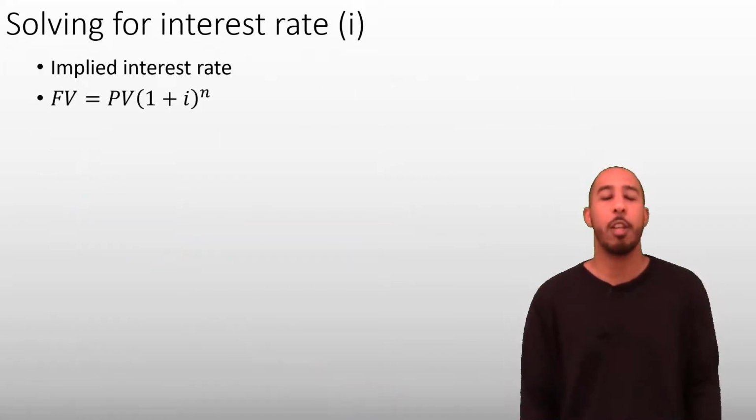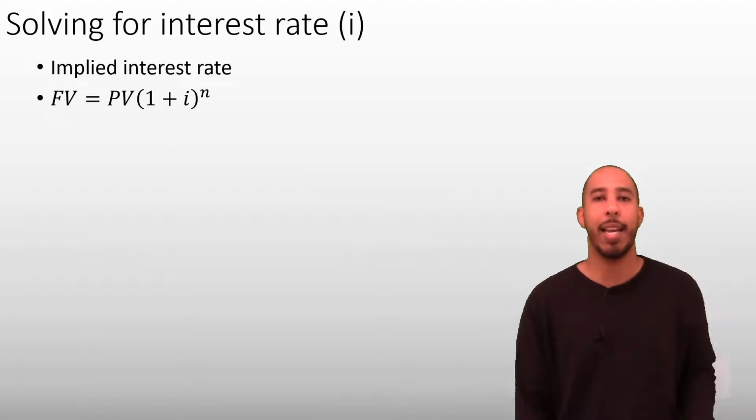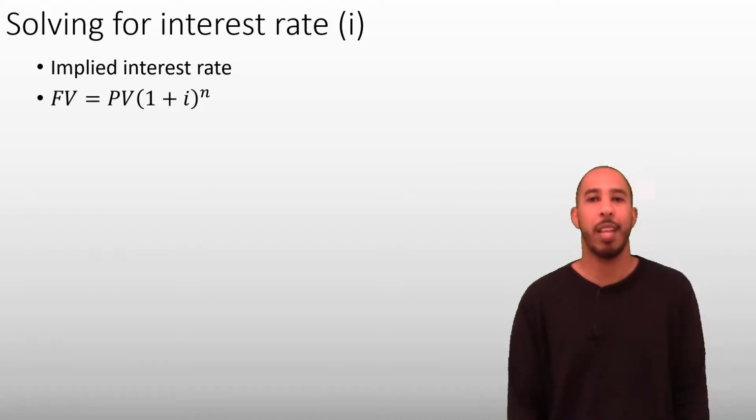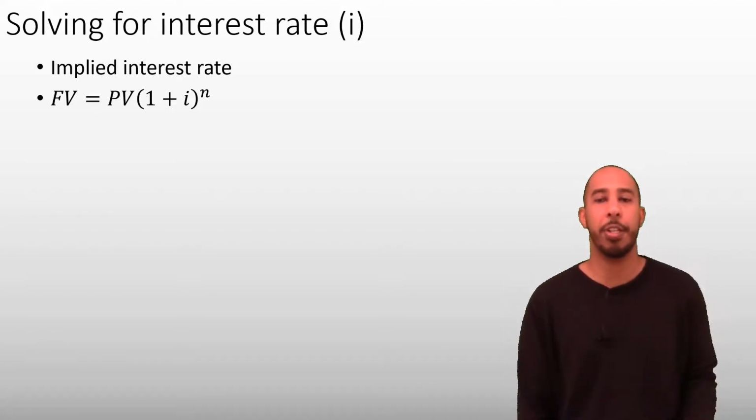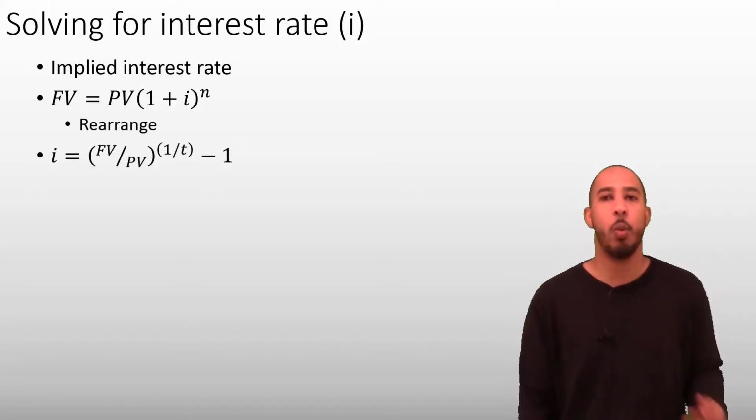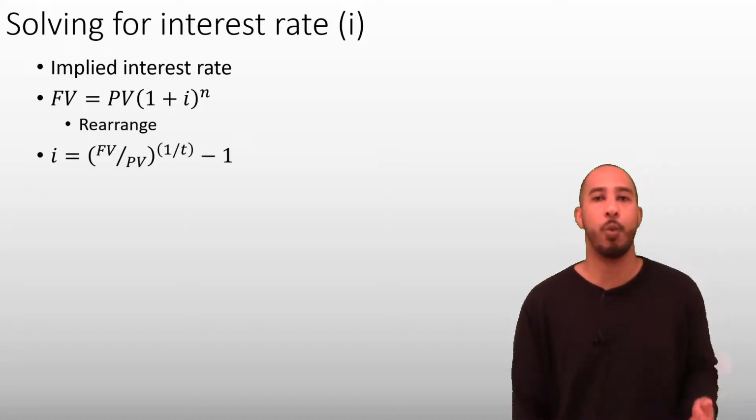You might have noticed that there's 4 variables in this equation: FV, PV, I, and N. We've solved for FV and PV so far, and there's nothing stopping us from solving for the other two. So let's do that. Let's first solve for I, the interest rate. Solving for I can be useful because it can tell us the implied interest rate or implied rate of return on an investment. We can start with the future value formula and rearrange a bit and get this expression for I.